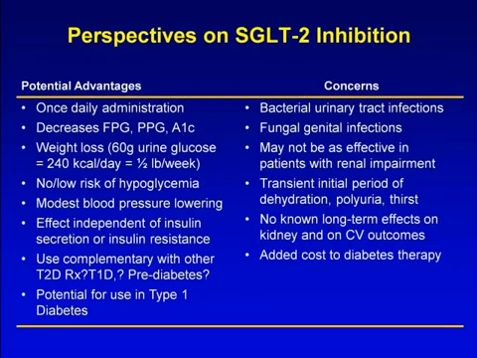So in conclusion, there are many advantages and some concerns with SGLT2 inhibitors that we have discussed. They are easy to administer once a day in tablet form. They lower fasting, postprandial glucose, and A1C. They cause weight loss, and some of that may be related to the 60 grams of glucose lost in the urine, which is 240 calories, which could lead to half a pound of weight loss. They do not increase hypoglycemia by themselves. There's a modest blood pressure lowering.